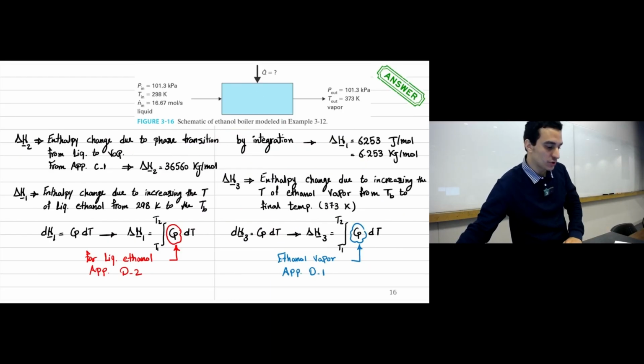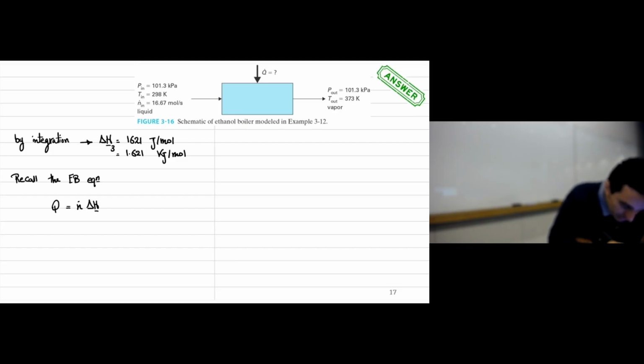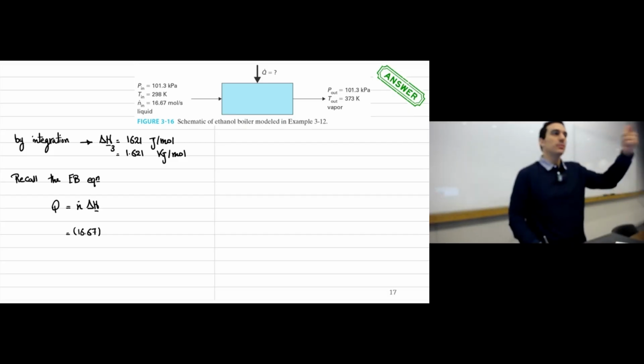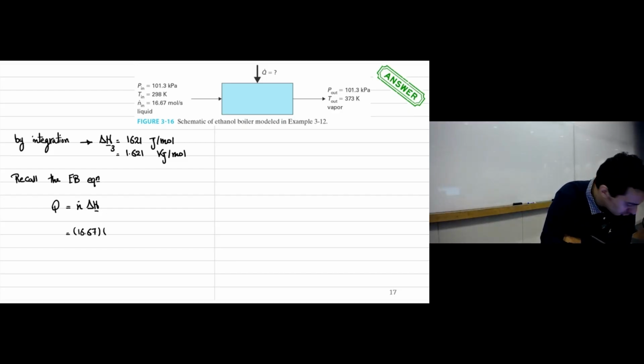So let's get back here and recall the energy balance equation. Q, this is what we need to find, is N dot delta H. So this one will be N dot, 16.67. Delta H is delta H1 plus delta H2 plus delta H3. All these should be in kilojoule per mole or joule per mole, but they must be the same. So let's do it in kilojoule per mole.